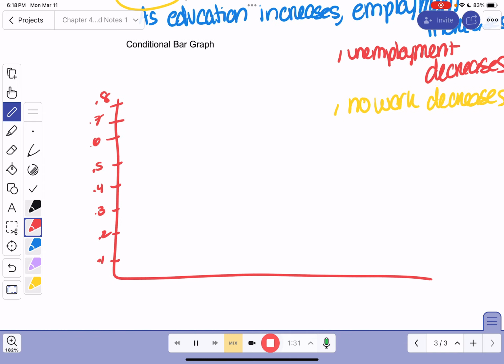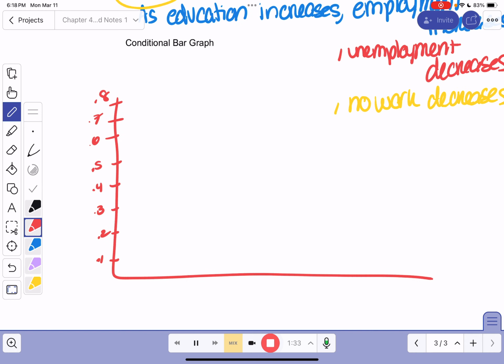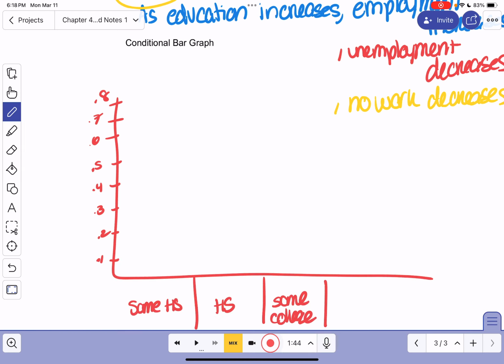And then down at the bottom, so we're going to have some high school. We're going to have a high school diploma. We're going to have some college. And then we had a degree. Those were the things on the top.